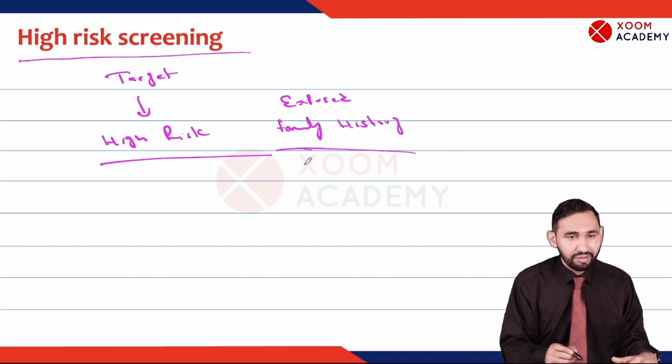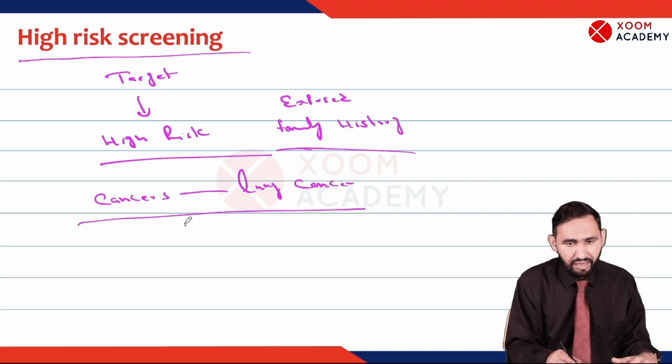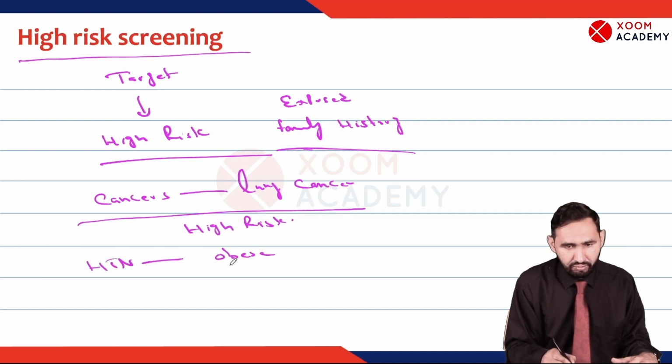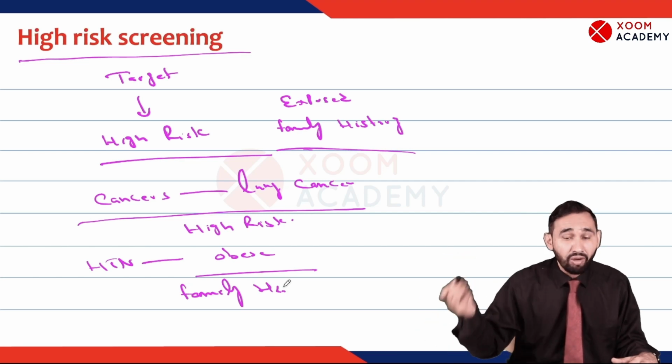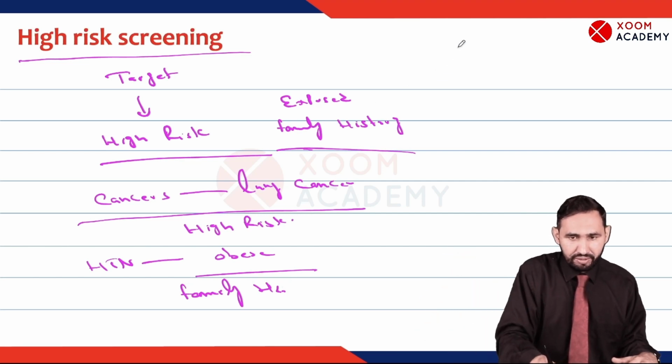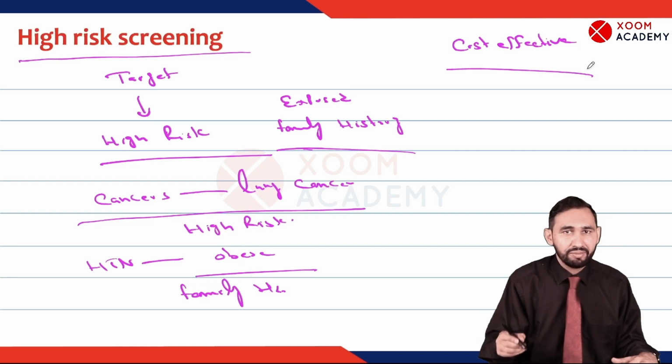We will screen them. So examples are cancers, like lung cancer. We will screen for cancer in the high risk or exposed group in smokers, and for hypertension, those who are obese, plus those whose family history is positive. We will screen them. This is high risk screening. The main advantage is that it is cost effective. So you have to remember, cost effective. This is a cost effective technique. We select high risk individuals, we screen them, and we can save money, we can save manpower.